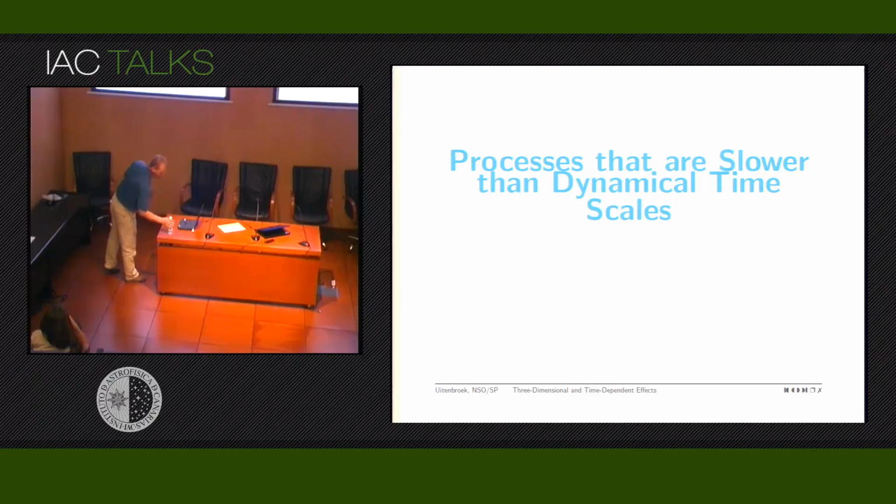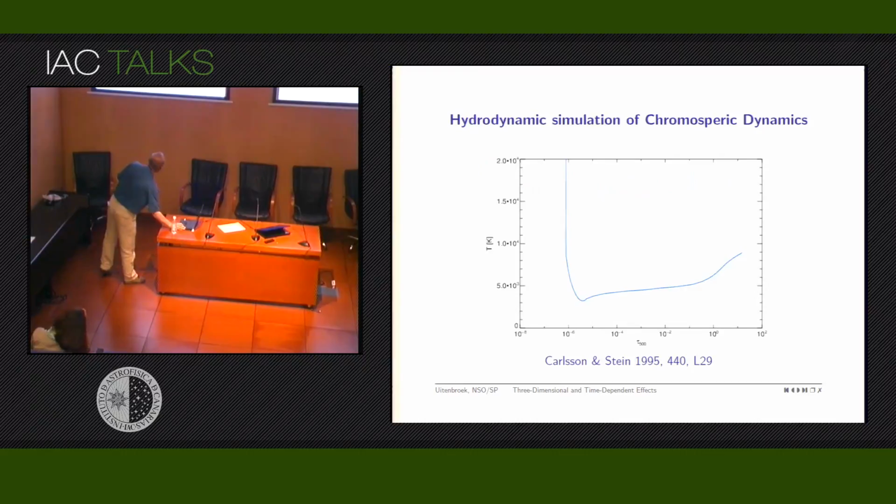Okay, finally, getting to processes that are slower than the dynamical timescale. And one of the most important processes that we have to worry about is the ionization of hydrogen. Unfortunately, again, this won't show.